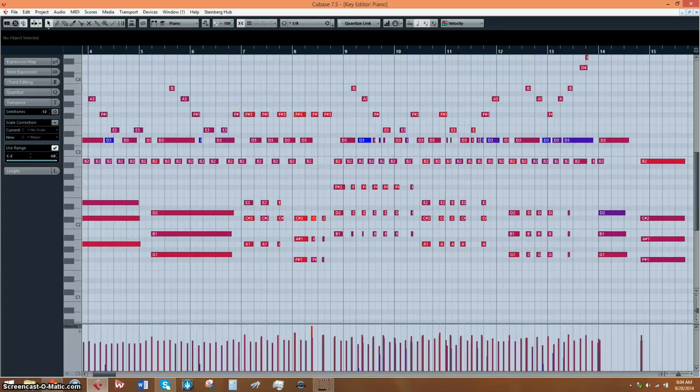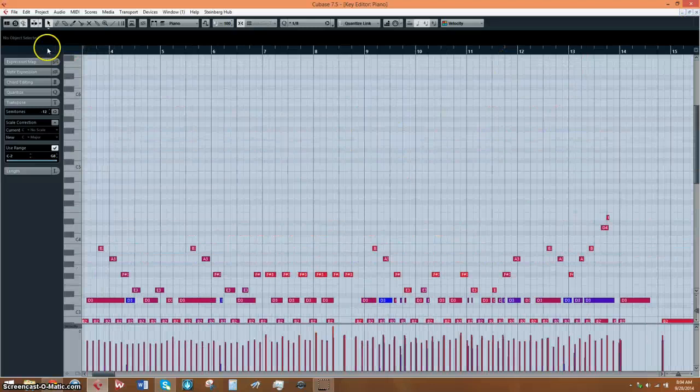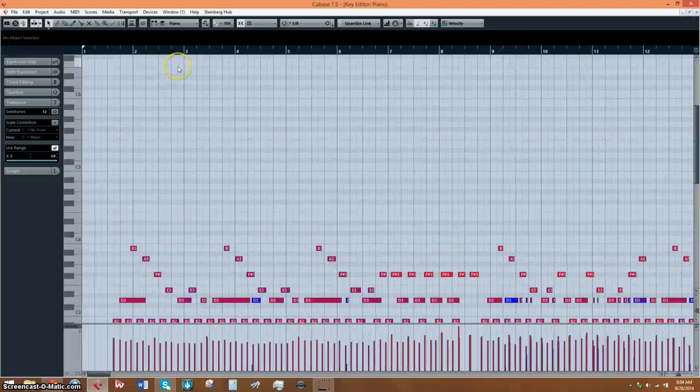Now that could be my foundation, and from that, I could very easily create an actual melody to go with that. So if I wanted to improvise along with that, it's going to be kind of hard without a metronome, but let's see what I can do.